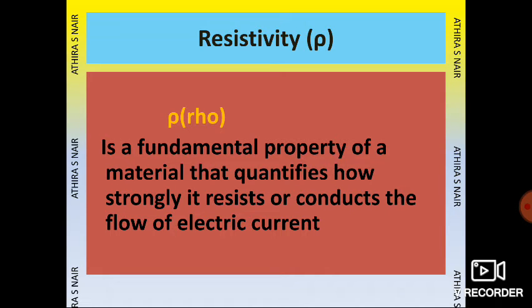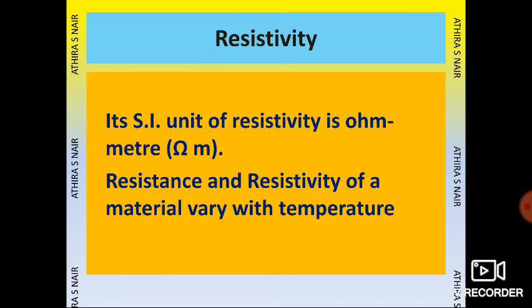Resistivity. It is a fundamental property of a material that quantifies how strongly it resists or conducts the flow of electric current. Resistivity is represented by the Greek letter rho. The SI unit of resistivity is ohm meter. Resistance and resistivity of a material vary with temperature.